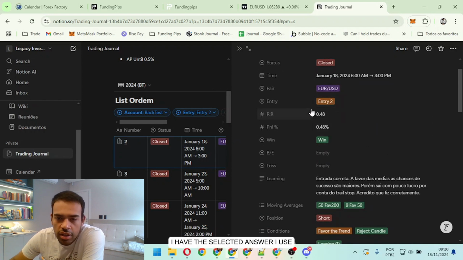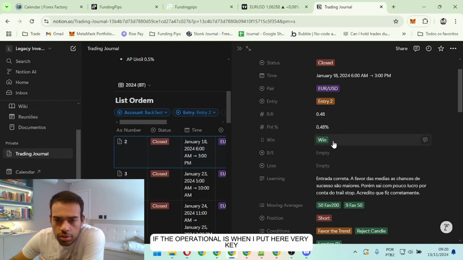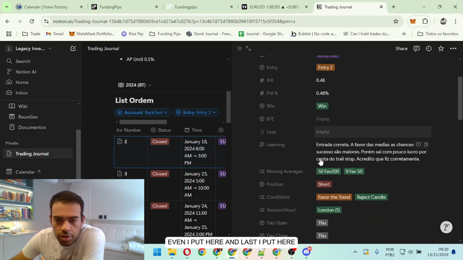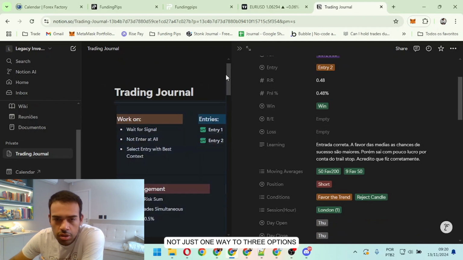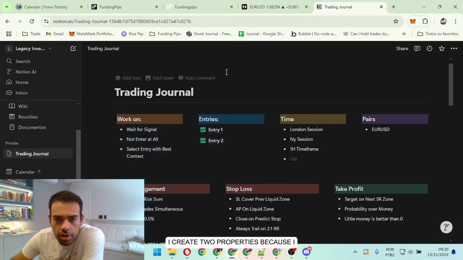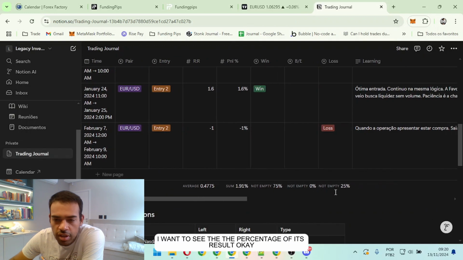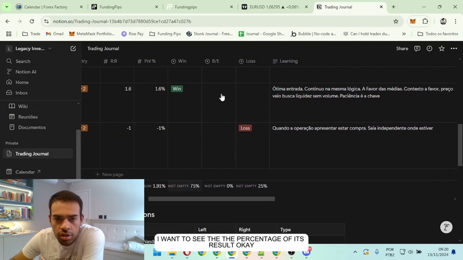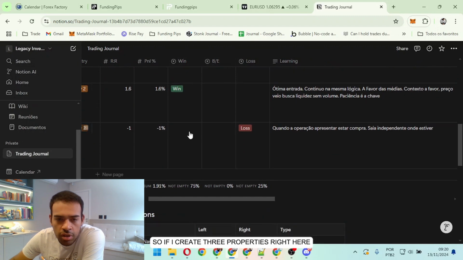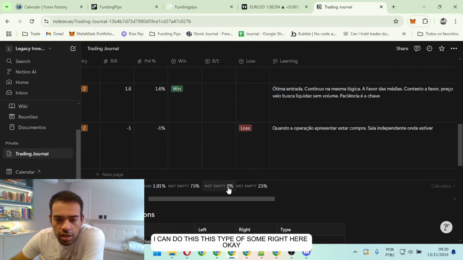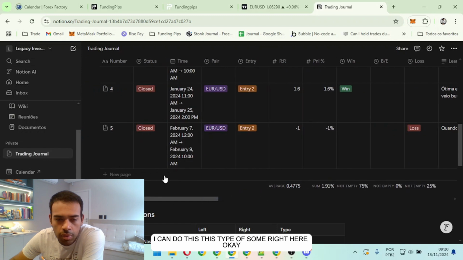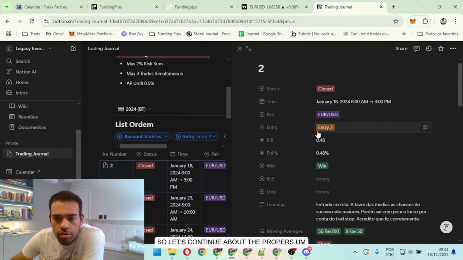I have the selected entry I use, the RR, the result, and the PNL. If the operation is a win, I put it here, break even I put here, and loss I put here. Why do I create three properties and not just one with three options? I create three properties because I want to see the percentage of each result. If I create three properties right here, I can do this type of sum right here. So let's continue with the properties.